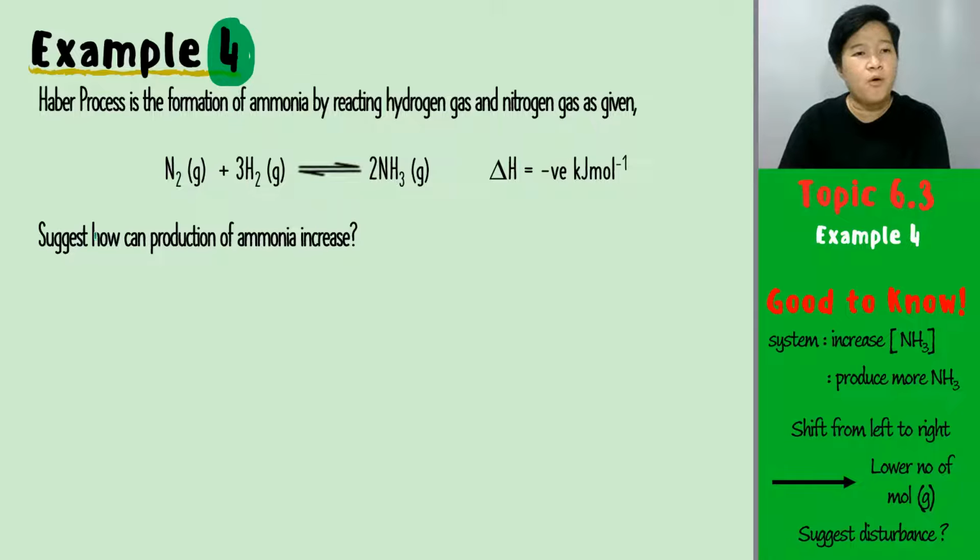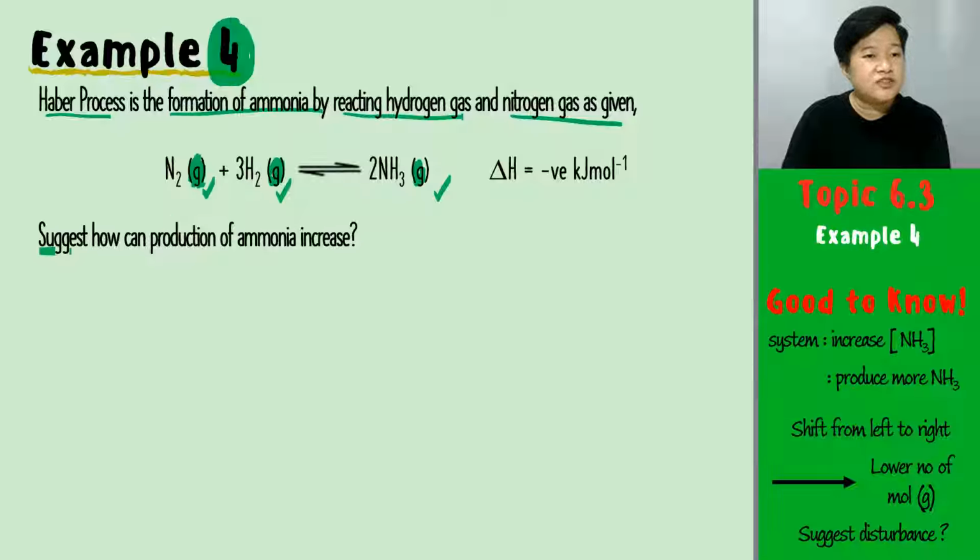Next, and also the last example before we move on to something else. Your example 4 over here. Haber process is a formation of ammonia by reacting hydrogen gas and nitrogen gas as given. So right now, everybody is in gas. Easy question. Because we know that if it's a gas, we will take count of everything. Suggest how can production of ammonia increase.